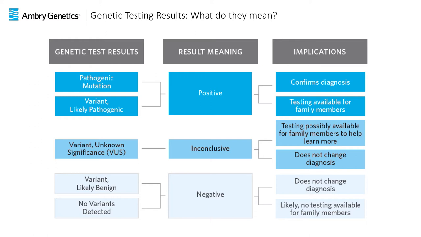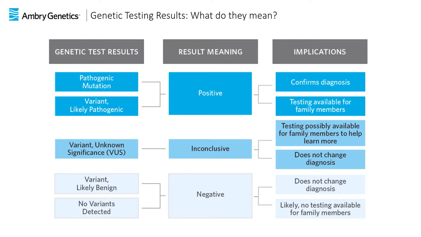This is sort of a simplistic overview of potential results and what the implications are. So you see on the left, genetic test results. These are the possible results that I typically talk with patients about at the time of pretest counseling. This is what we could get back. So the terminology used in this slide is reflective of the current American College of Medical Genetics guidelines. You may have seen other terminology used by other laboratories or in the past, although I think most clinical laboratories and genetics professionals are trying to be consistent and use the ACMG recommended terminology.